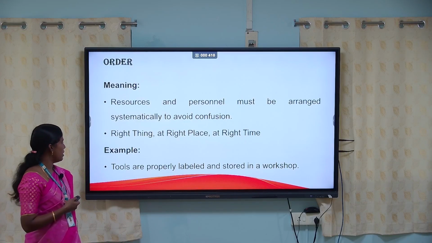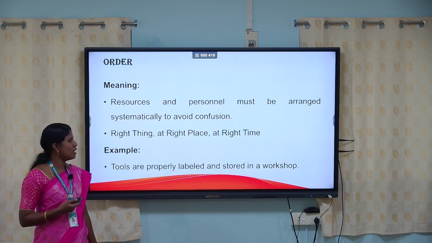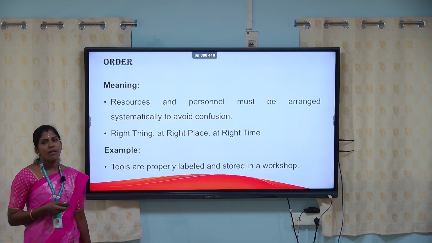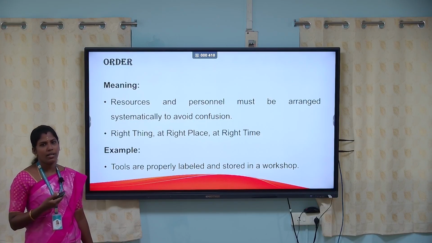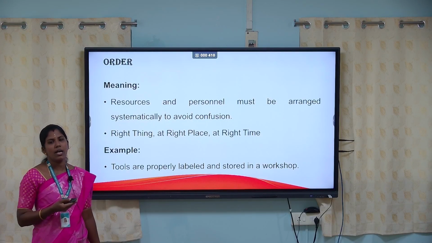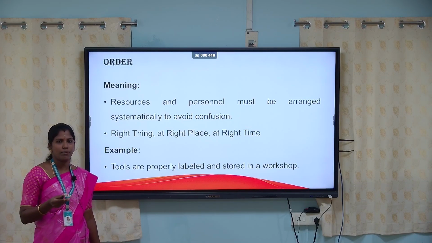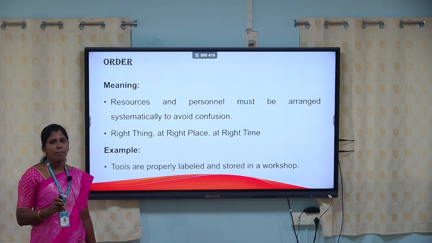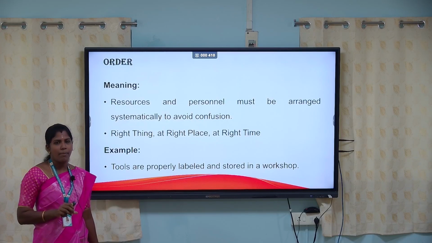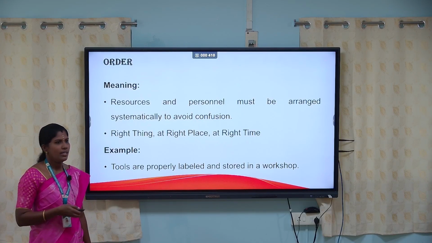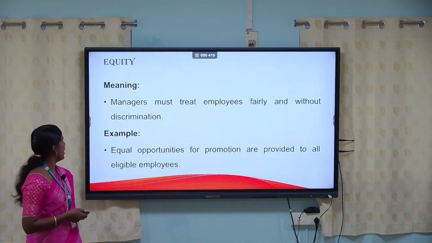Example: tools are properly labeled and stored in a workshop. If it is a workshop, the materials are arranged in a proper way. If in an organization, the employees are placed in cabins. Each employee has a specific cabin, and then only the work will be completed in a quick and fastest way. Then the next slide is equity.